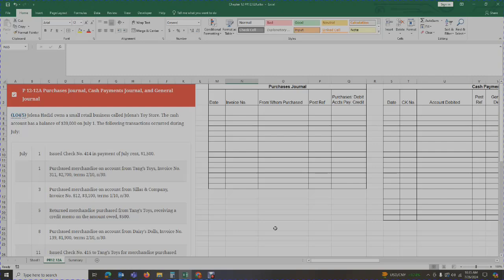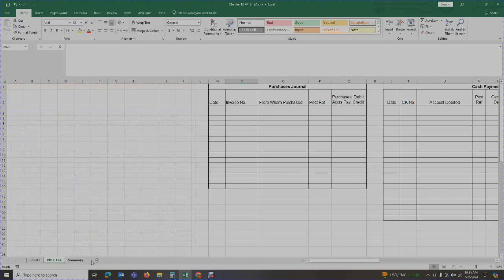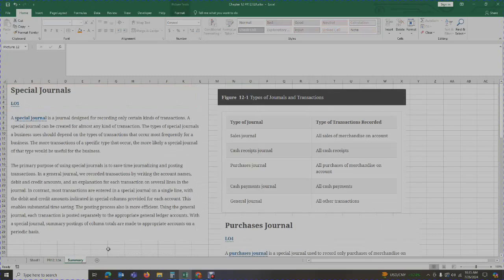Okay, so let's go ahead and do a quick summary of key information in the chapter. Of course, I'm not going to go through the entire chapter because then, as it is, the lectures are quite lengthy. So I'm just going to touch up on a couple of things here and there. It is your responsibility to read the entire chapter. So this chapter deals with special journals. So a special journal is a journal designed for recording only certain kinds of transactions. So we group our transactions based on what is happening in the transaction.